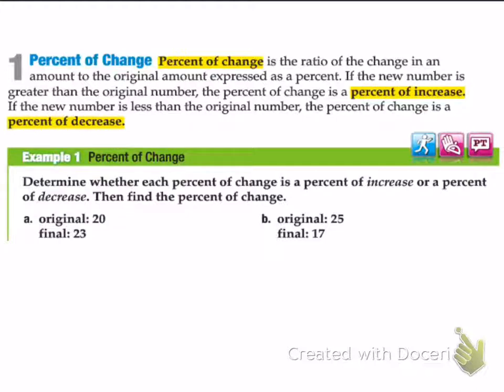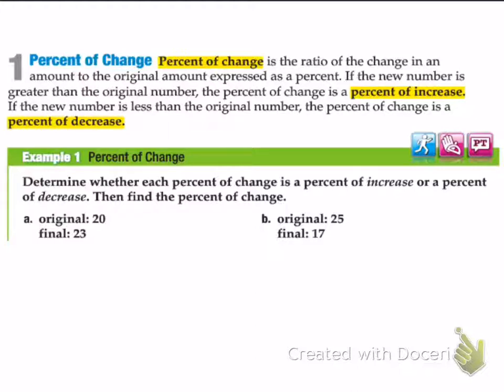Now, change is inevitable. Even if you go to the store, you'll see that there's always some kind of percent of change. So the definition here: percent of change is the ratio of the change in an amount to the original amount, expressed as a percent. If the new number is bigger than the original number, then it's a percent of increase. And the opposite, if the number is less than the original, then it's a percent of decrease.